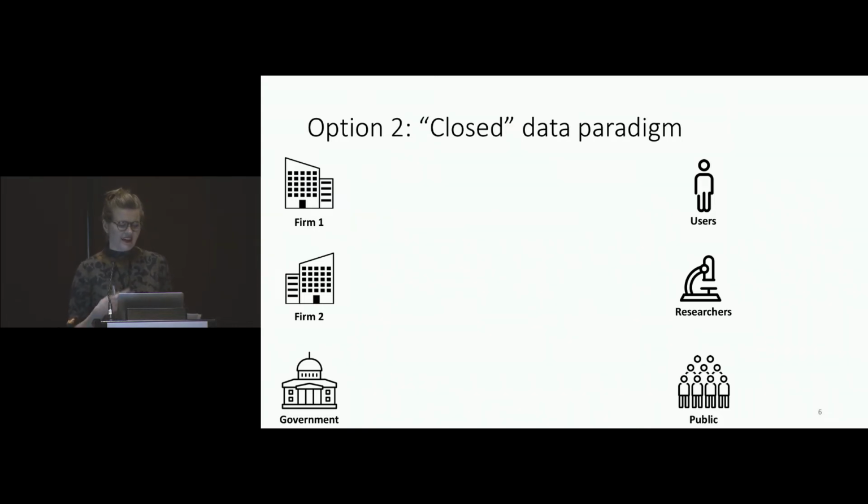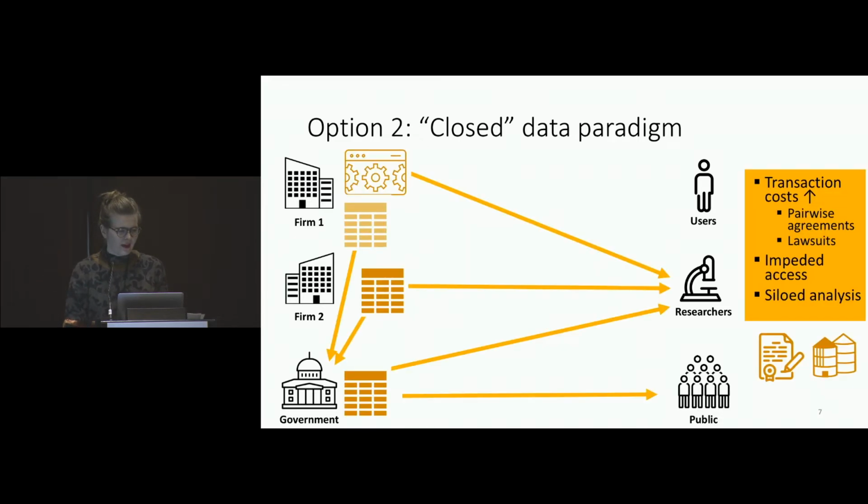At the other extreme, in a closed data paradigm, rather than looking like this, where no data is flowing, instead, data is shared via pairwise agreements between data providers and recipients. But this model involves high transaction costs and lawsuits. For example, the city of Seattle requires Lyft and Uber to provide zip code level aggregate trip counts in order to receive a permit to operate.